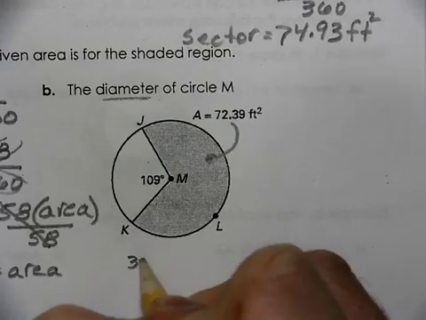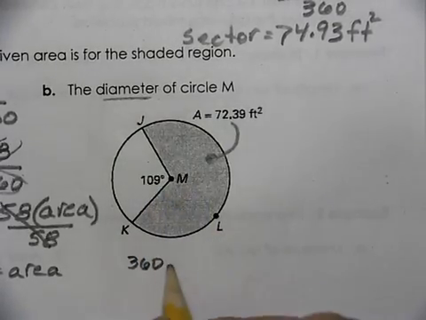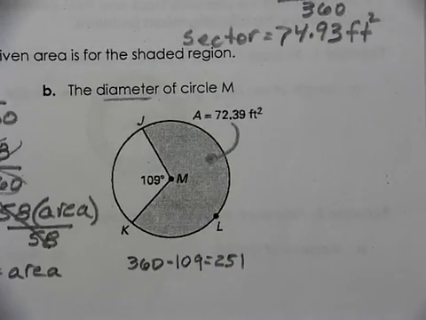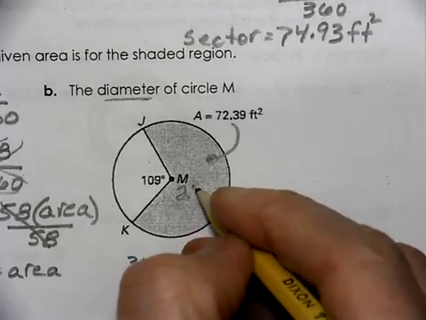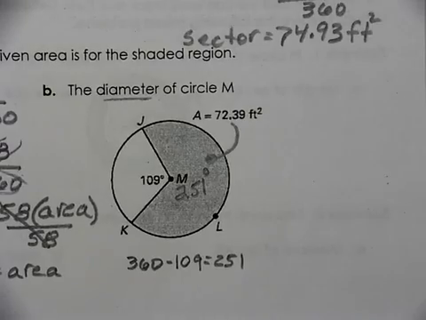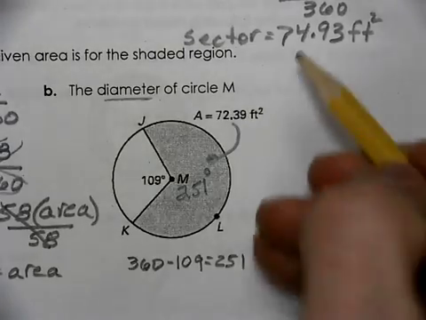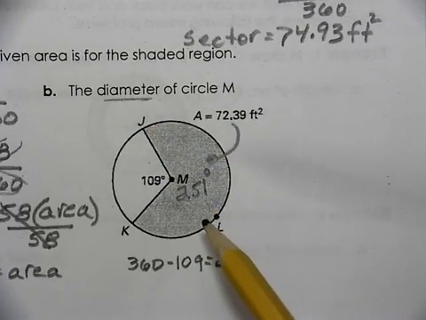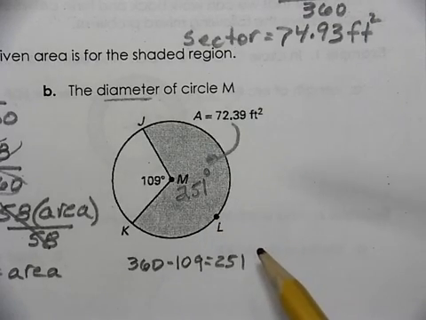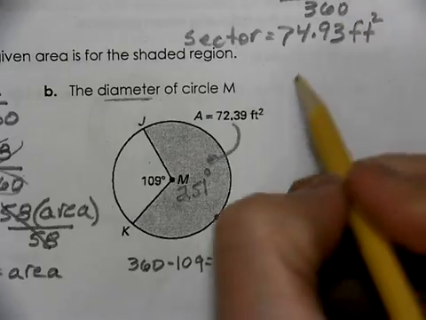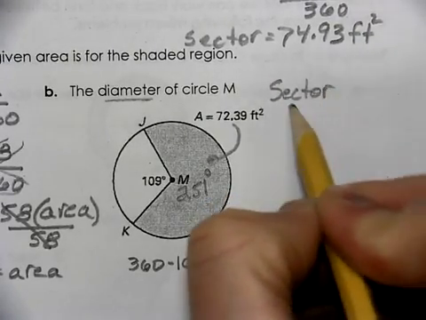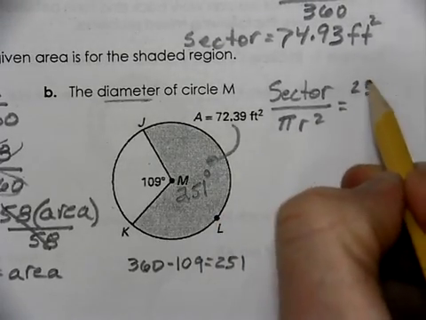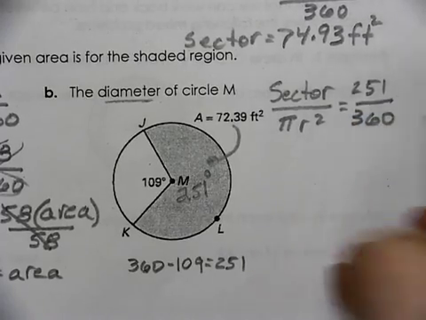So we're going to take 360, which is the entire circle. We'll subtract the 109 to get 251. So it's 251 degrees for this central angle. So for us to now find diameter, we first need to find radius. And then we're going to times that by 2. To find the radius, we have to figure out what the area is. So we'll start out with sector over pi r squared equals 251, our angle, over 360.